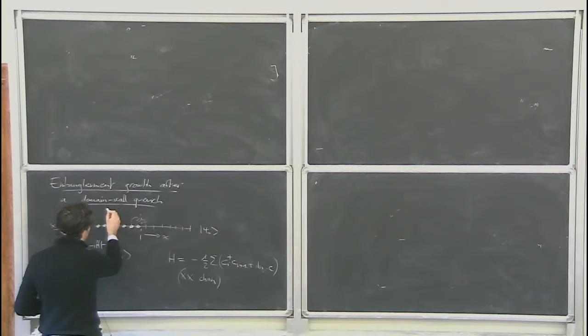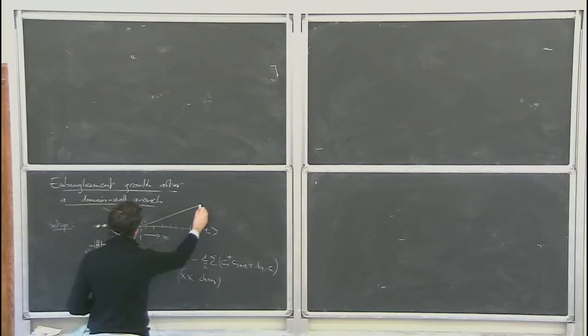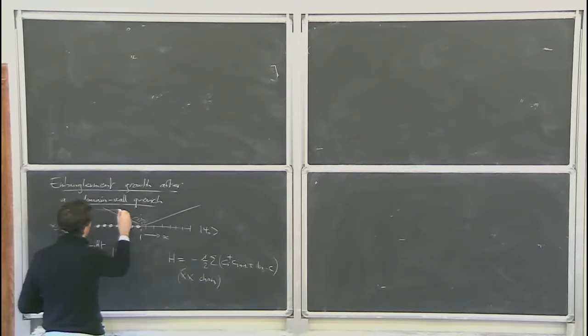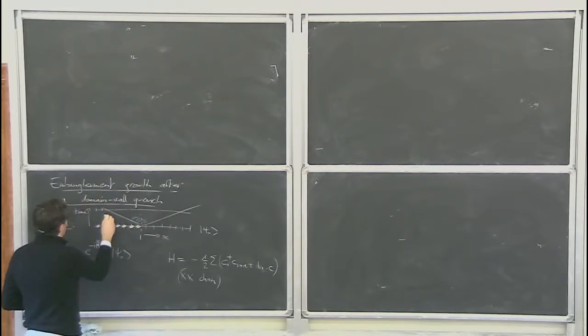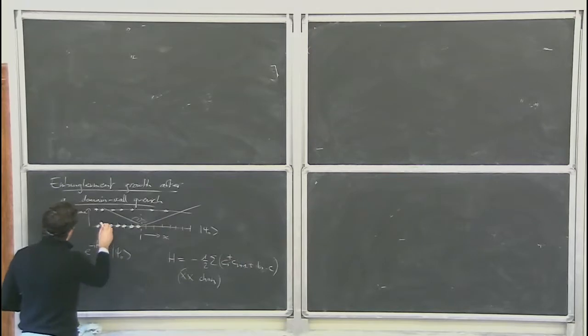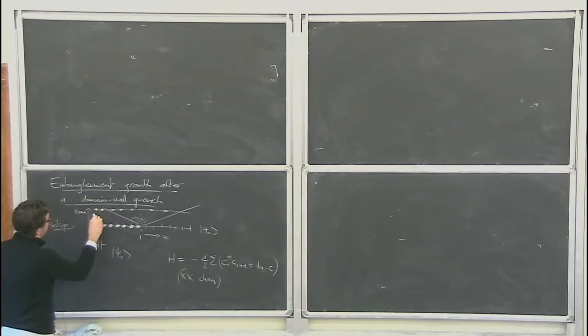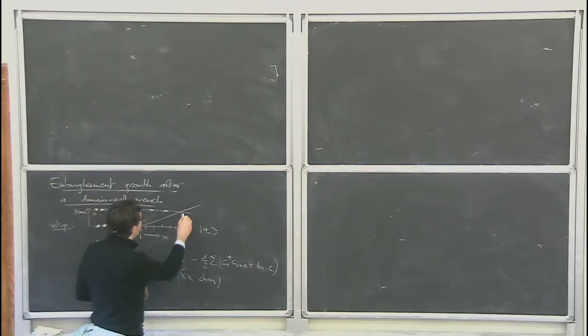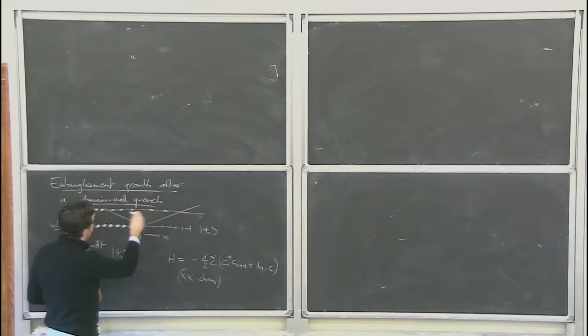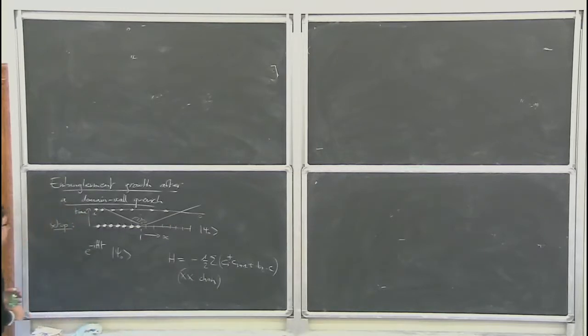But so after some time, if this is time, so at a later time, particles have hopped, and so you have some particles here, say. So the density of particles on the left is still 1. Density of particles on the right is still 0. But in the middle you have a non-trivial density profile.